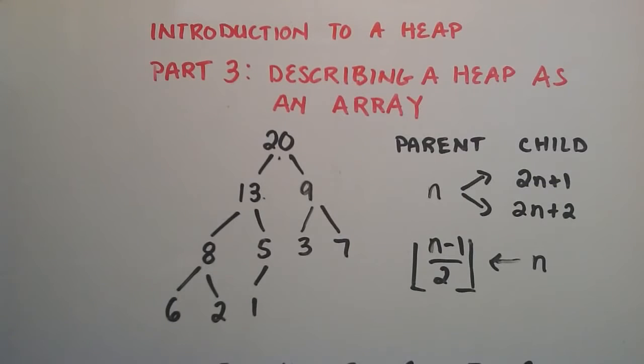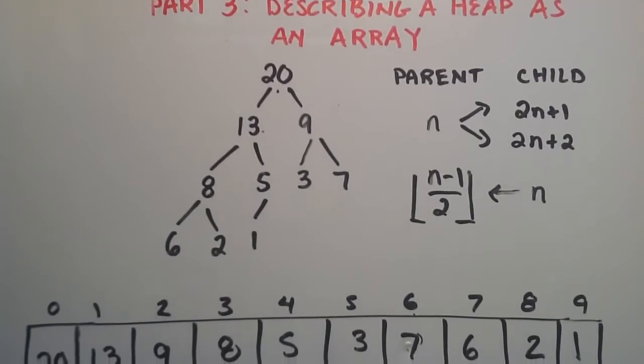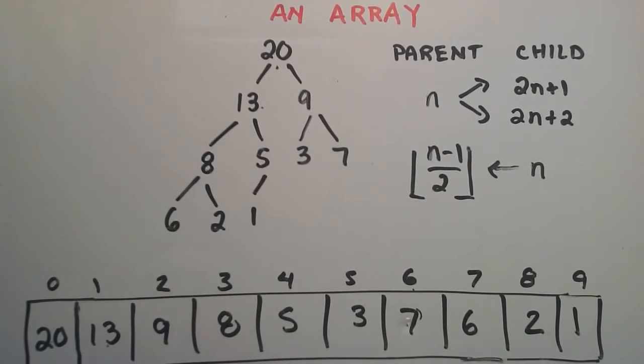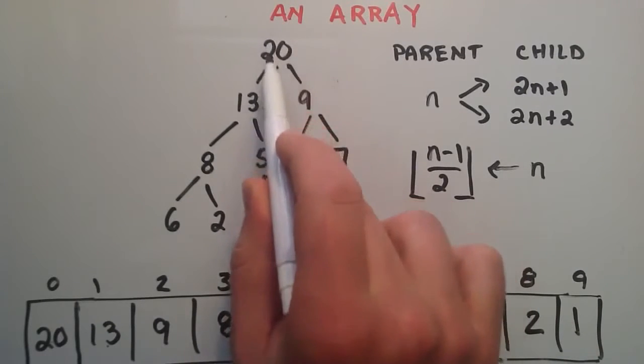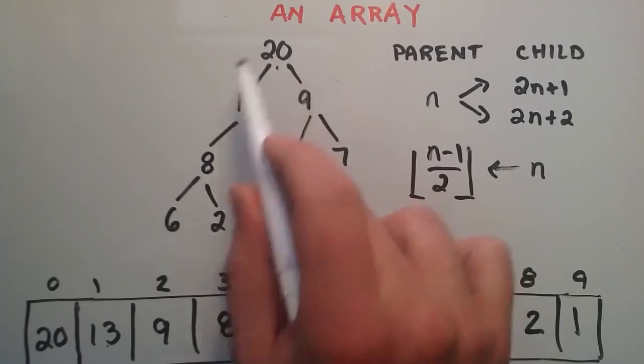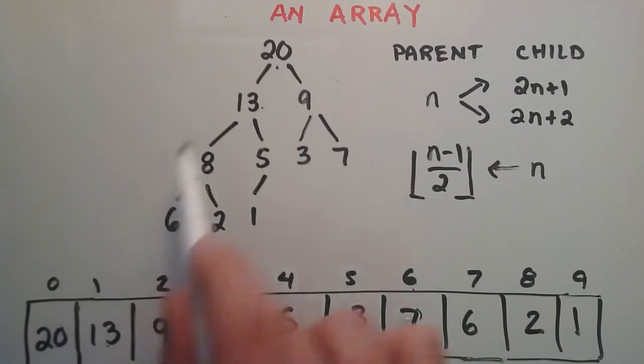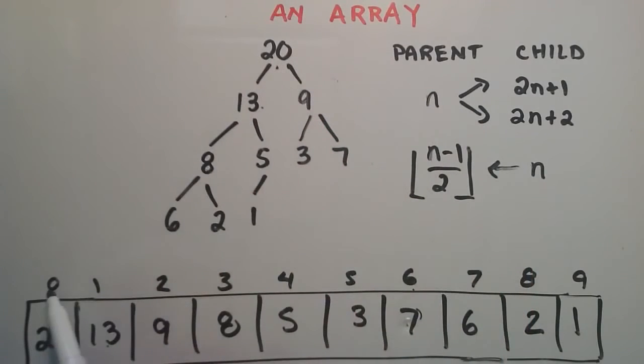So in this tutorial I'm basically going to be showing you how we can translate a tree structure like this, a heap as a tree, into a heap as an array structure. I already did this, and I'm going to explain how I filled in this array. You just start with the root here, and the root is going to go in index 0 of the array. So I've got 20, the root, in index 0.